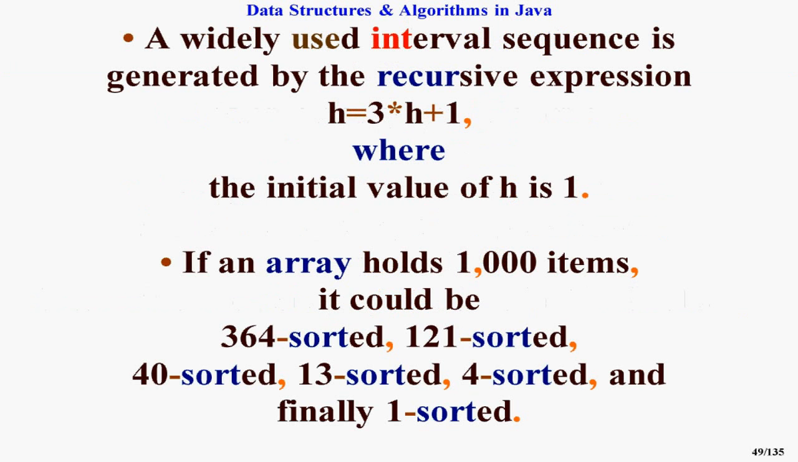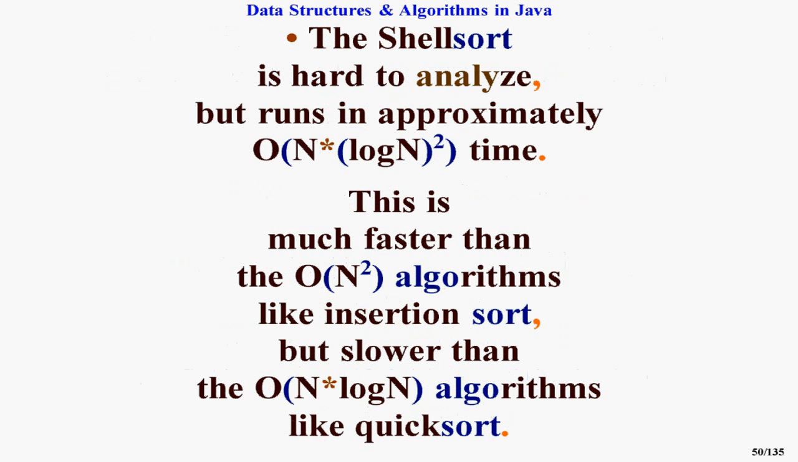A widely used interval sequence is generated by the recursive expression h = 3*h + 1, where the initial value of h is 1. If an array holds 1000 items, it could be 364 sorted, 121 sorted, 40 sorted, 13 sorted, 4 sorted, and finally 1 sorted. The shell sort is hard to analyze, but runs in approximately O(N*(log N)^2) time.